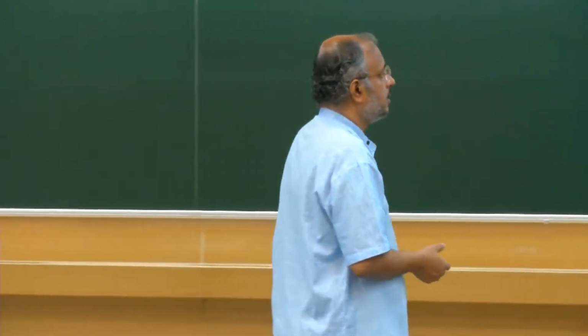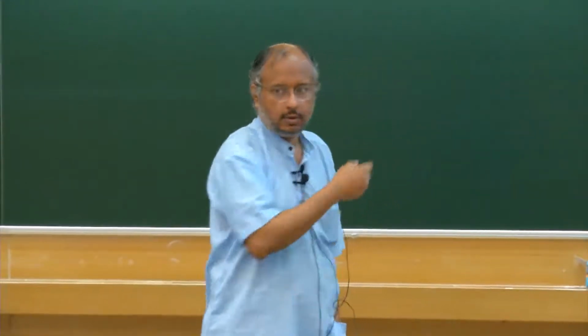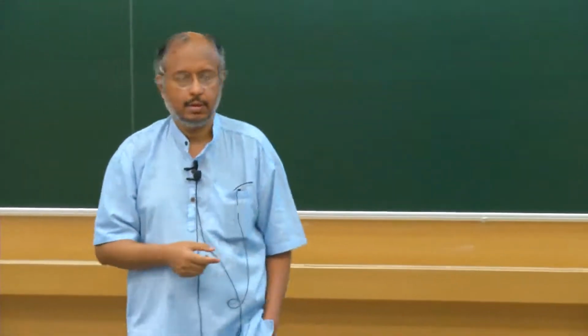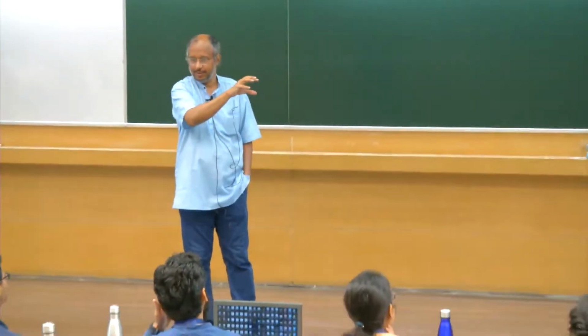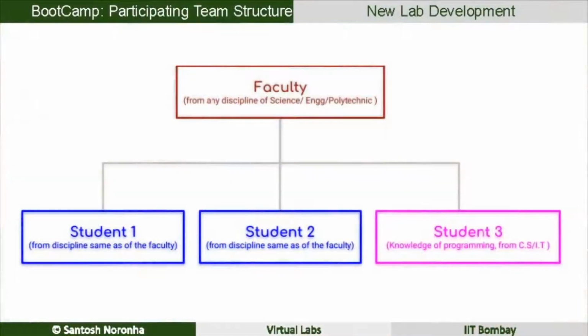Yeah, next. So the team structure that I talked about, the way it works, the faculty is sitting on top, but the faculty ideally is sitting to the side of the 3 students in this cartoon. So the faculty is not a boss here. The faculty is somebody collaboratively working with 2 students from the same discipline and 1 student from a different discipline. I can't say that enough.